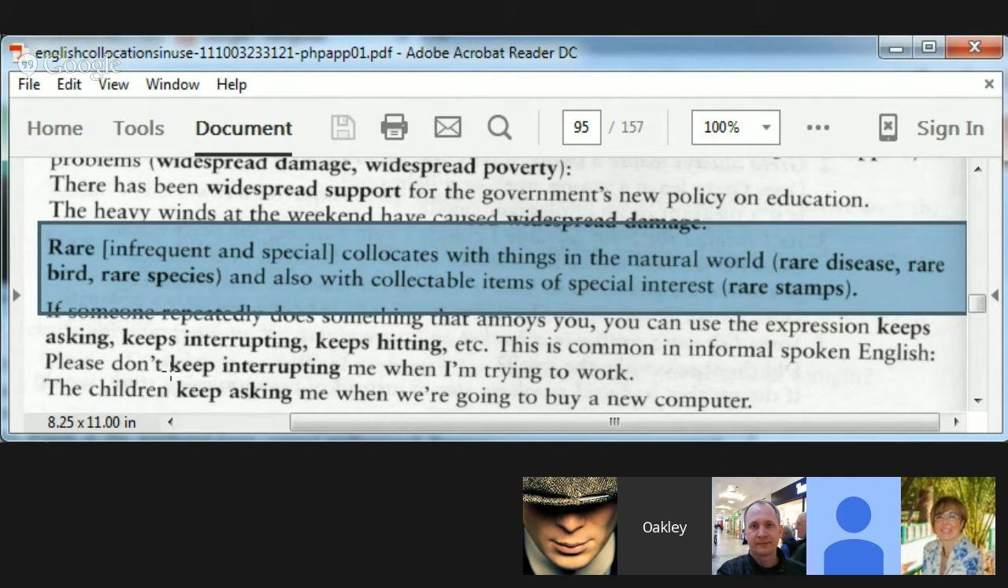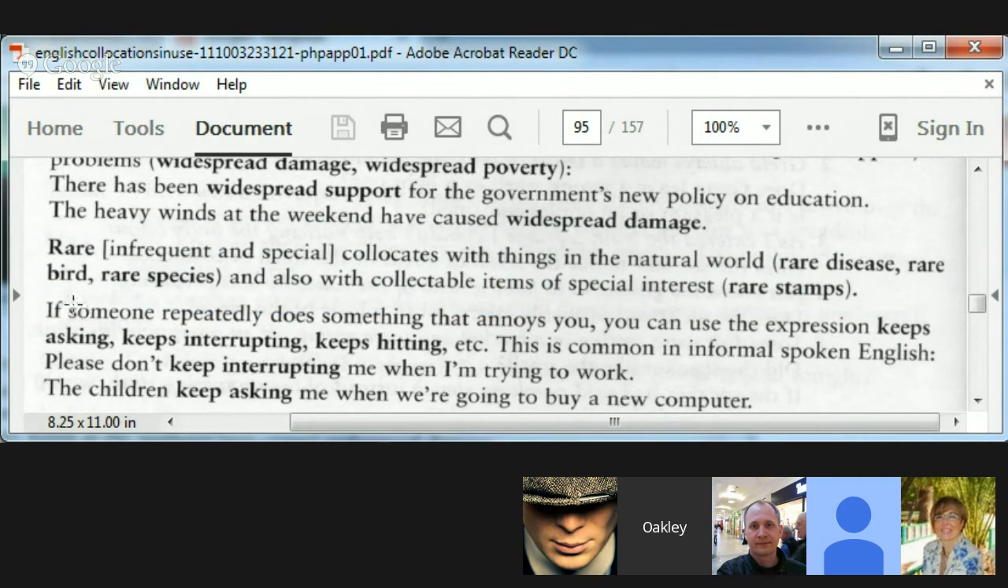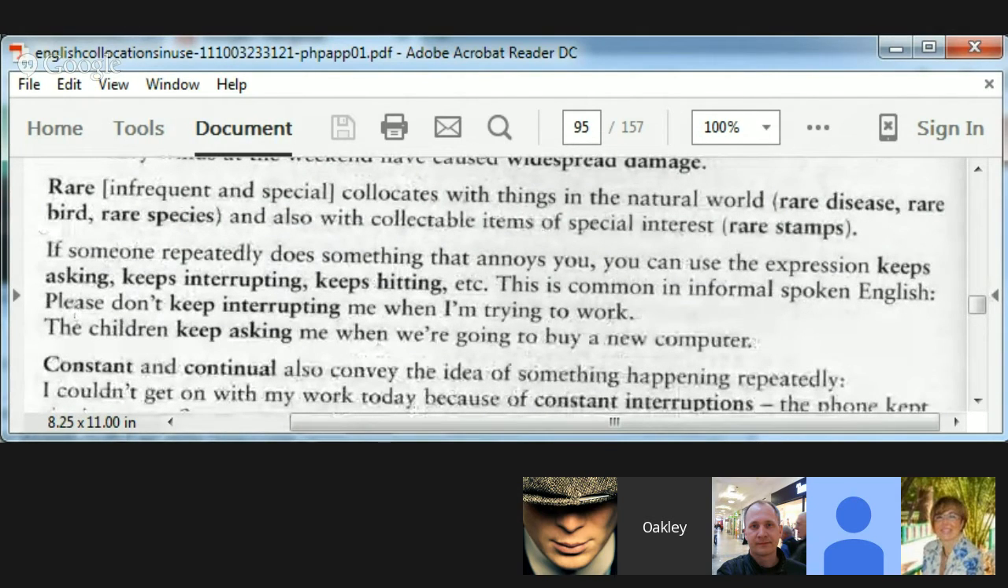It can be negative, but more often than not, it's actually a positive thing. Oh, he's a rare bird, a student that actually studies and does his homework. Anyway, I think that's pretty understandable, rare collocates with those things.